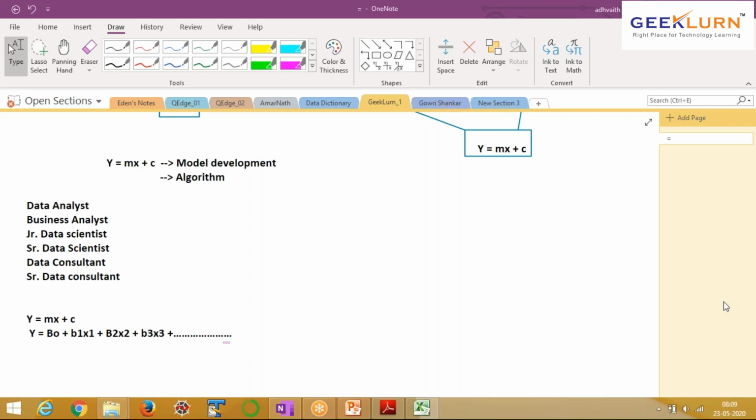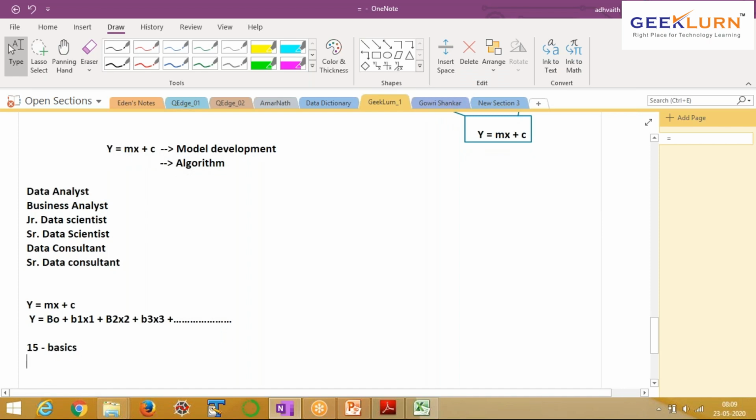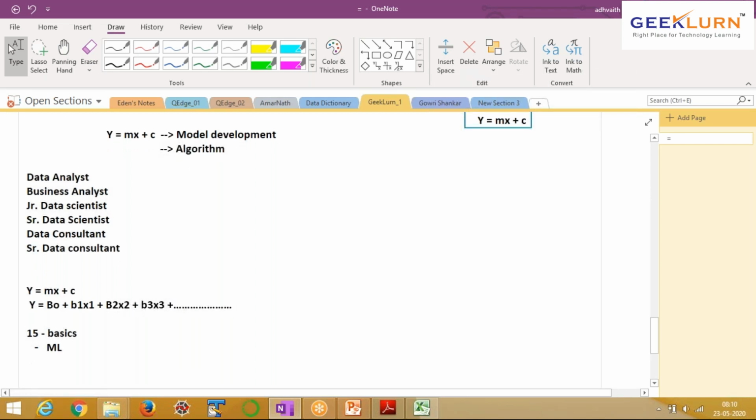So my explanation will be like this, guys. Let's imagine for the first 15 days, only basics I'm going to cover, proper injection of that in your mind. After those 15 days, I will enter into the actual machine learning world. In between this gap, some of the Python basic sessions will happen.